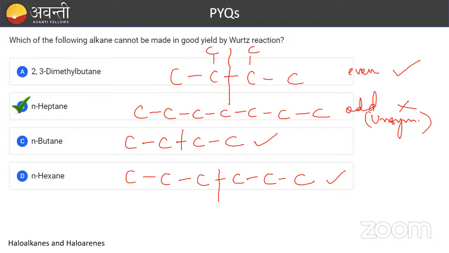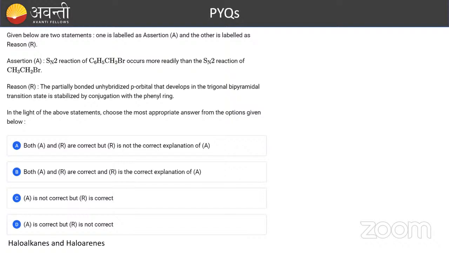Yes. So coming to the statement type question, assertion and reason. Assertion says that the SN2 reaction of C6H5CH2Br occurs more readily than the SN2 reaction of CH3CH2Br. So first, please analyze the assertion and tell me whether the assertion is correct or it is wrong.